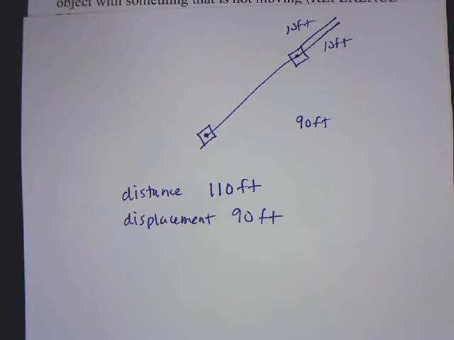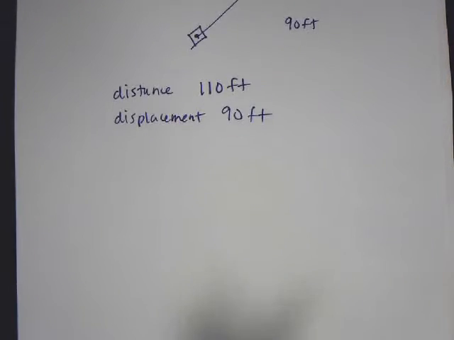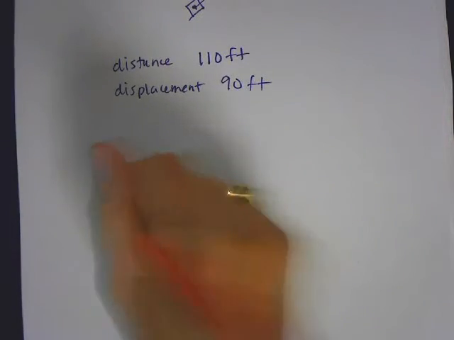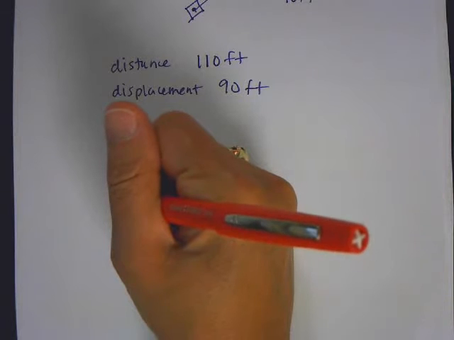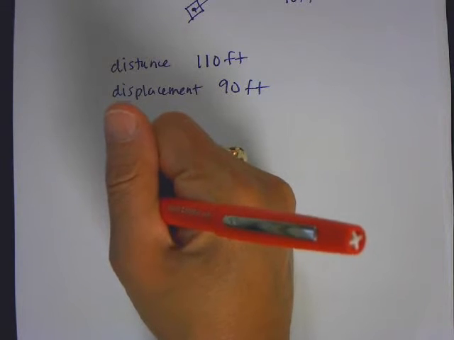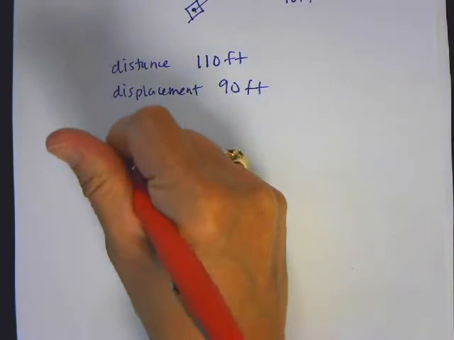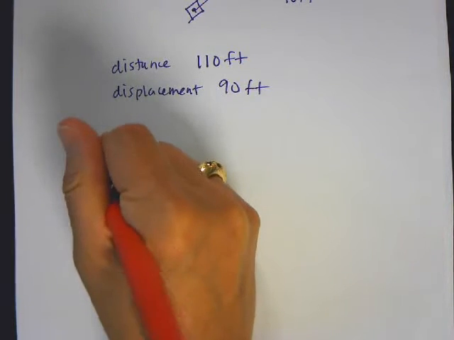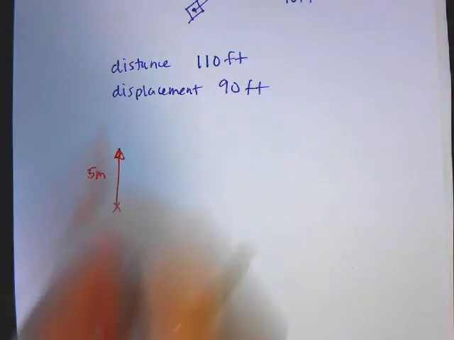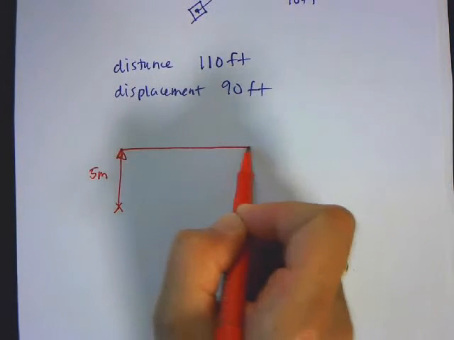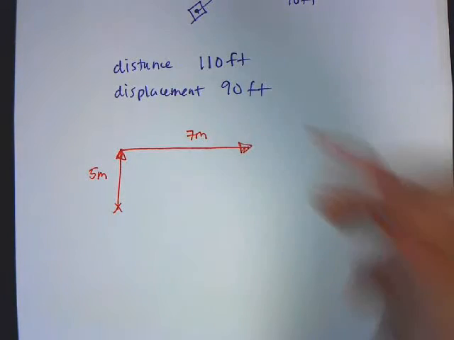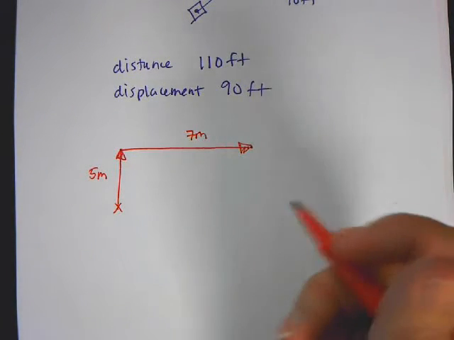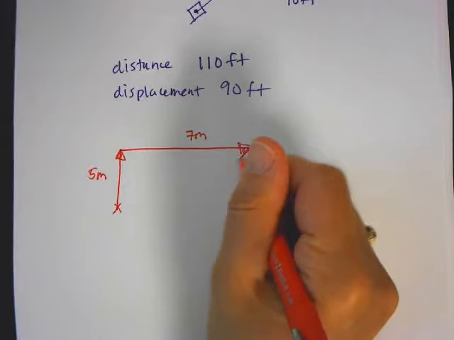Okay? So let's say I go for a walk. So let's do another example. And this is where I start off. And I decide to walk 5 meters this way. So I walk 5 meters this way. Then I walk 7 meters this way. And then I walk 2 meters this way.